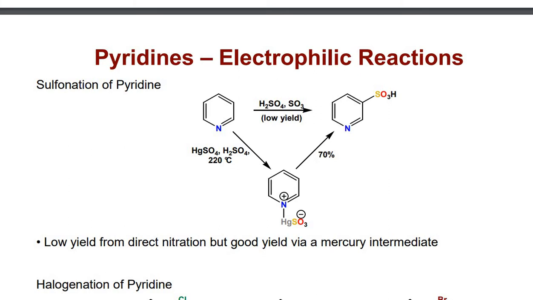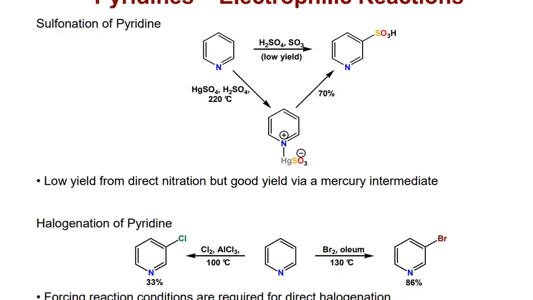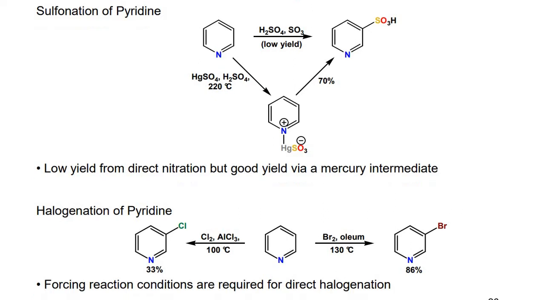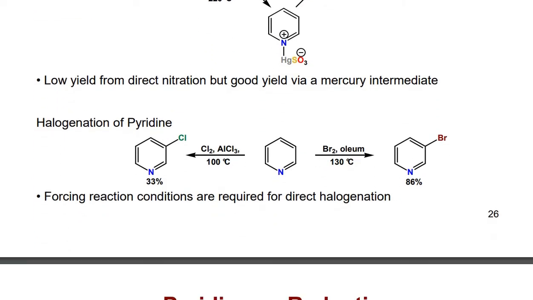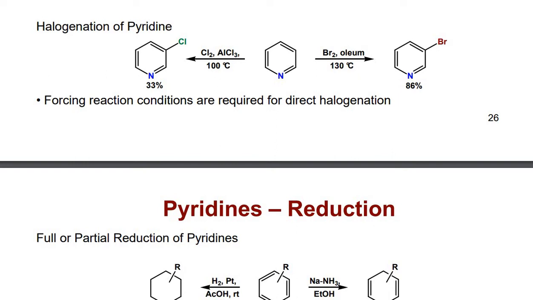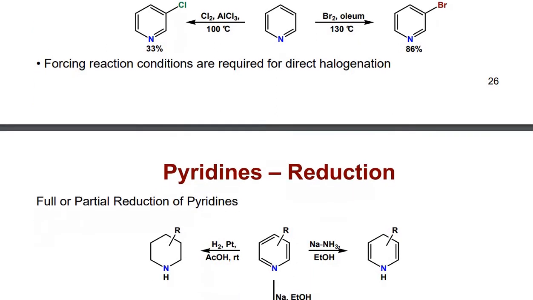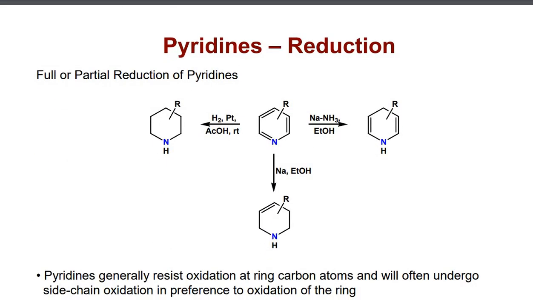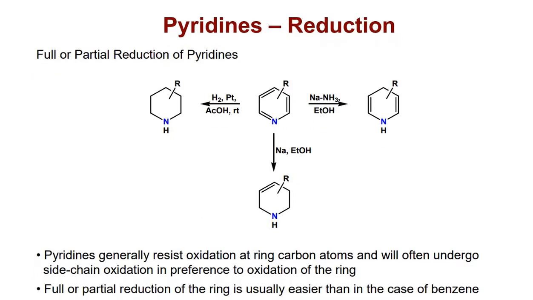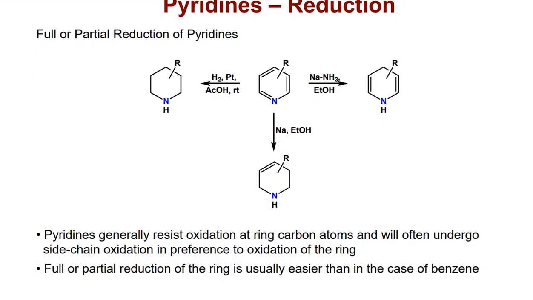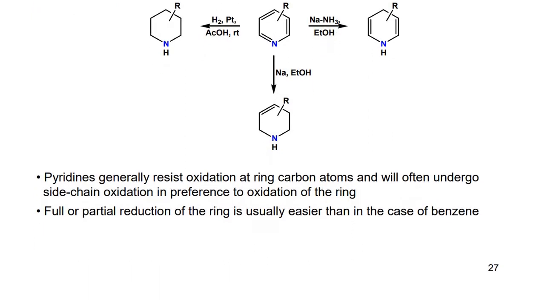Sulfonation of pyridine. You can see at the 3 position and HgSO4. Low yield from direct sulfonation but good yield via intermediates. Halogenation of pyridine: forcing reaction conditions are required for direct halogenation. Now full or partial reduction of pyridine. Look at here, H2, platinum, acetic acid reactions, and then Na/NH3. You know the Birch reductions.